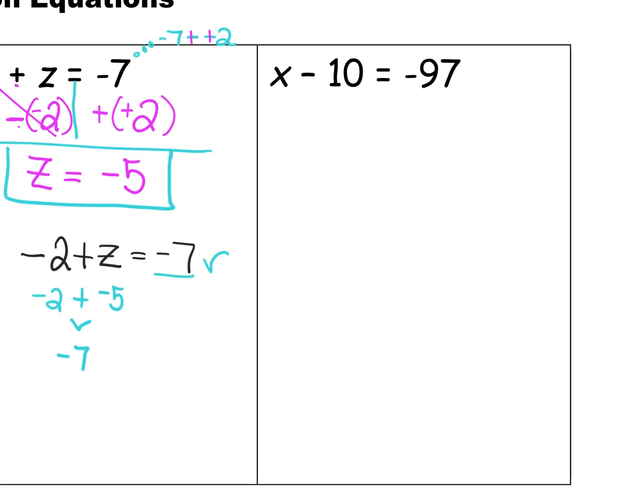Last one, I'd like you to give this one a try, so pause and try it, and then check your work.